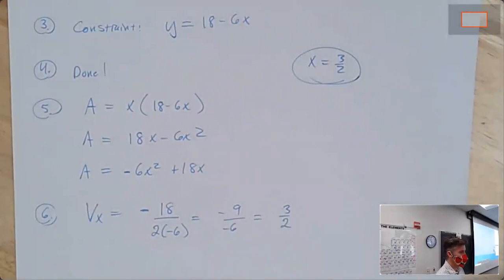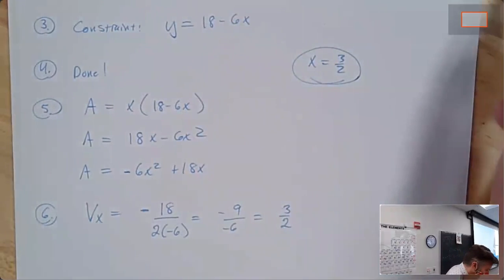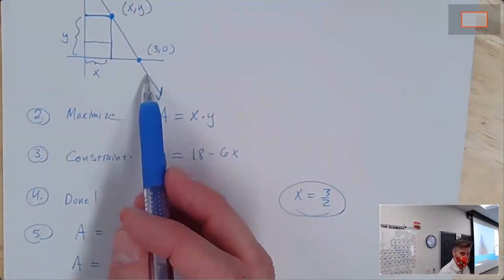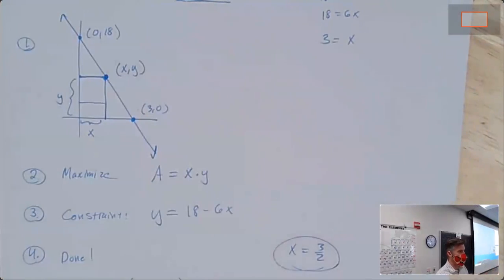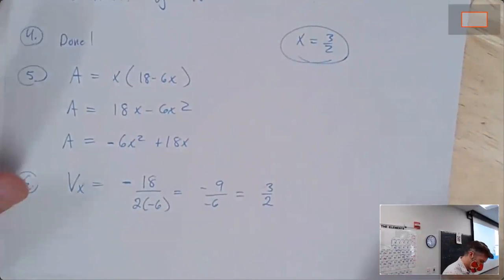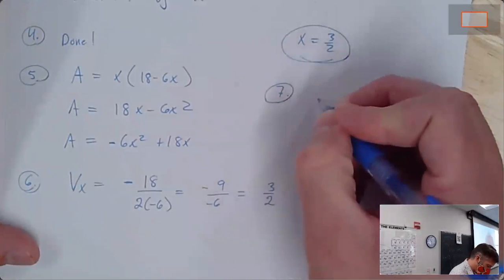Are we done? Did we answer the question? What did they ask us to find? The dimensions. So we found the x dimension. We still need to find the y dimension. Now, I will note here they didn't actually give us any units, right? They didn't say like this triangle was intersecting the x-axis at 3 feet and intersecting the y-axis at 18 feet. So you don't have to provide any units here, is what I'm pointing out. If they're just giving you the shape and they didn't say there were any units, you don't have to worry about units. But we do have to worry about finding the other dimension. So we still need to find y.